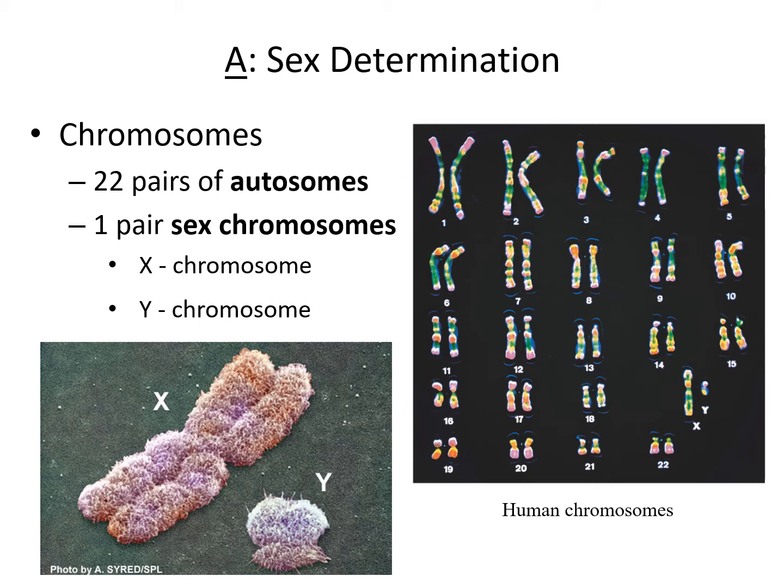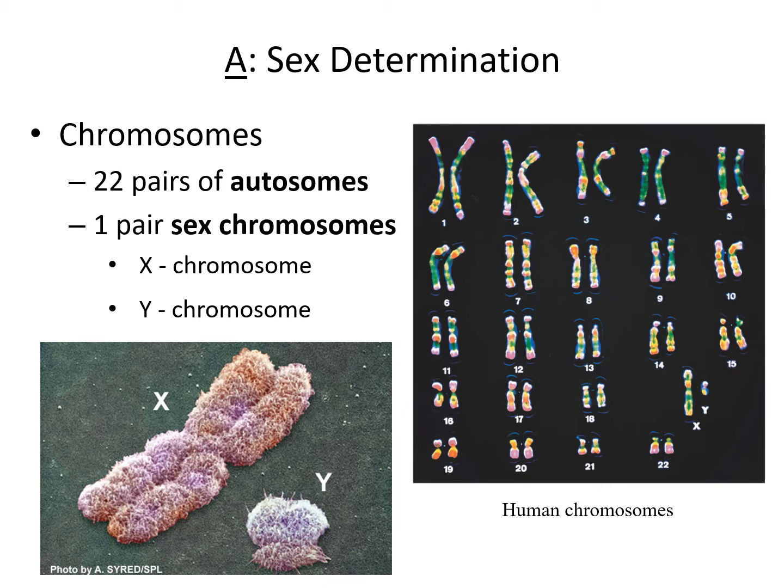You have 23 distinct chromosomes, and you got one set of 23 from your father and one set of 23 from your mother. You have 22 pairs of autosomes. These are the body chromosomes, they're sometimes called. And then you have one pair of sex chromosomes. If you're male, you have an X and a Y for your sex chromosomes. If you're female, you have two X's.